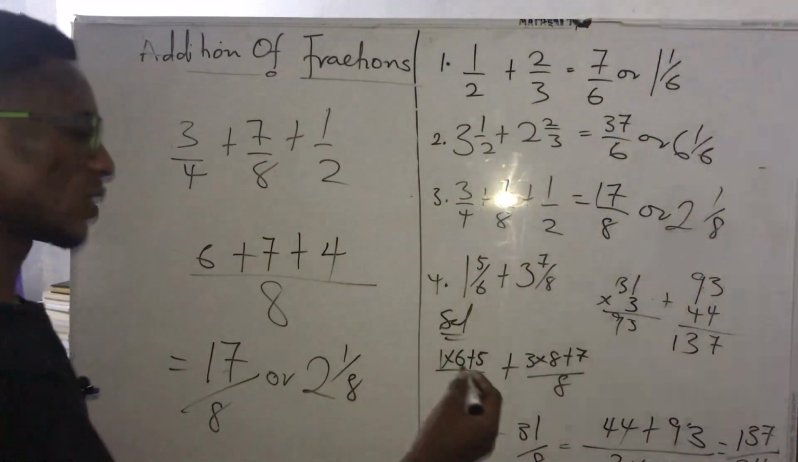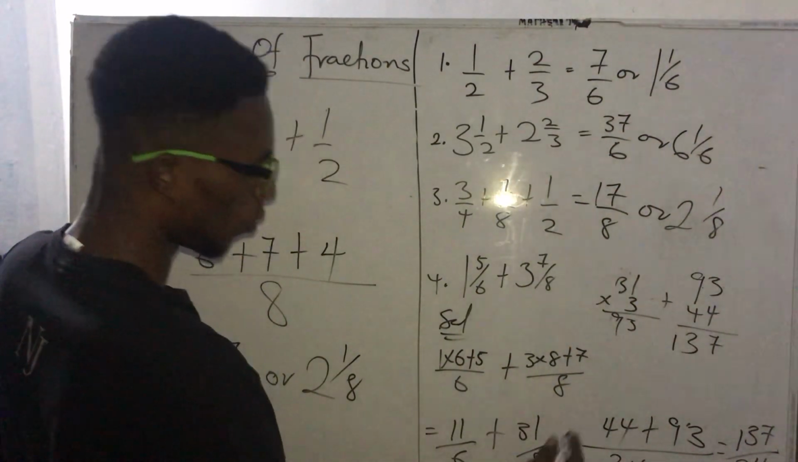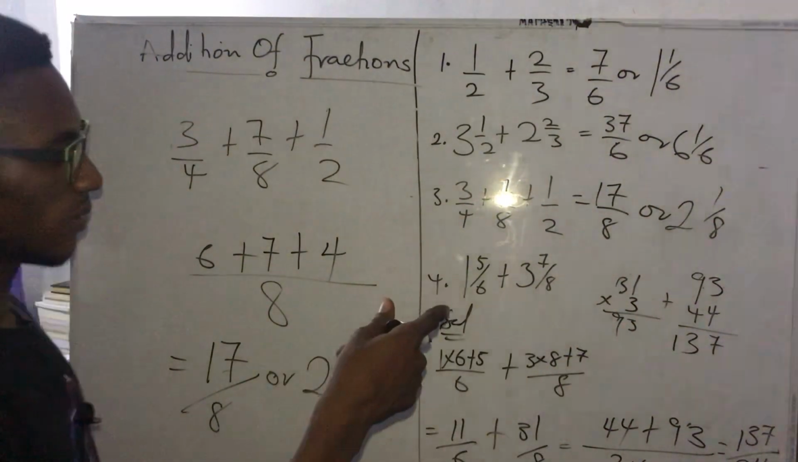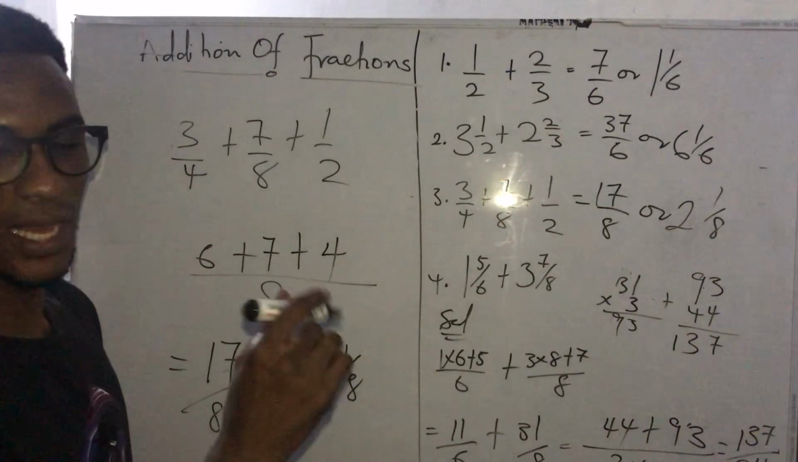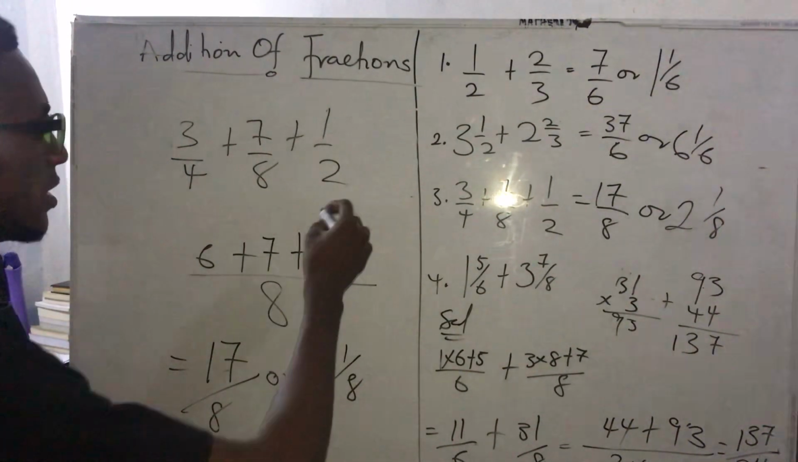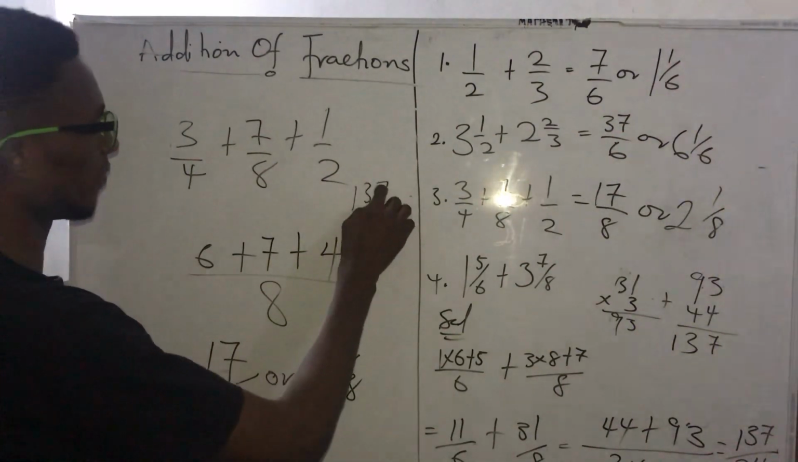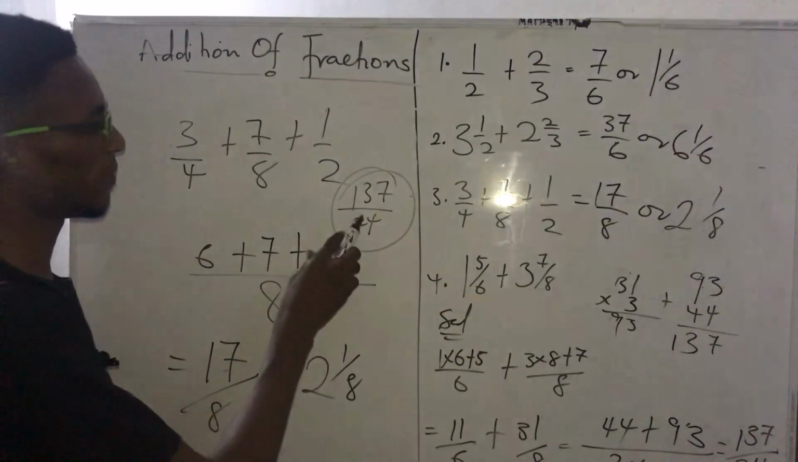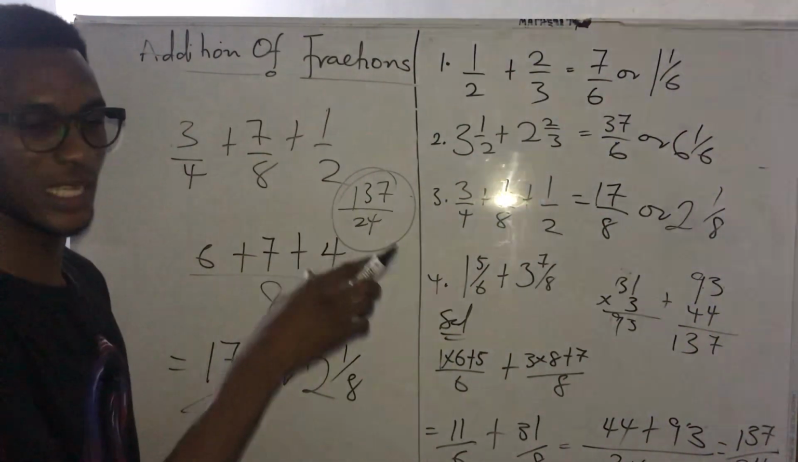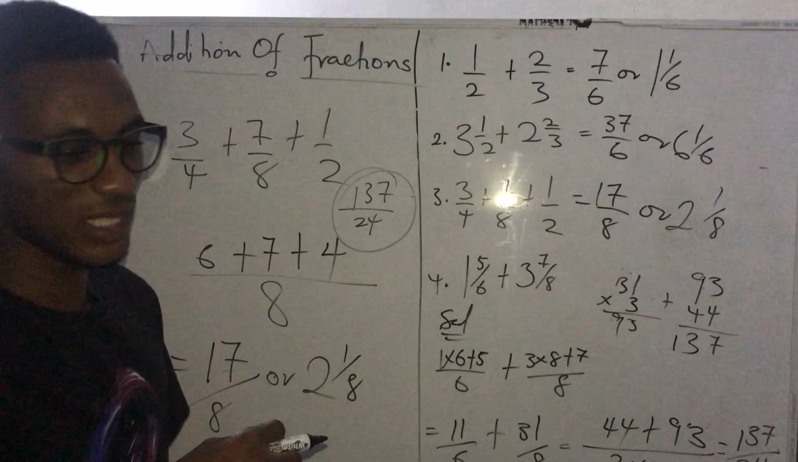Now, you would have to change the 137 over 24 into a mixed fraction. So change this to a mixed fraction and put your answer in the comment section for me.